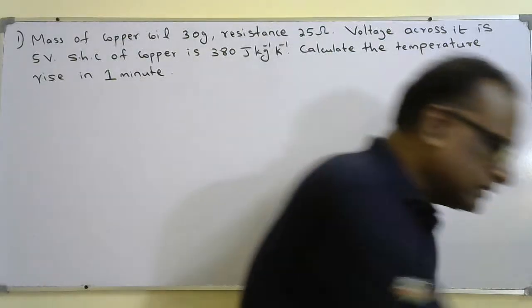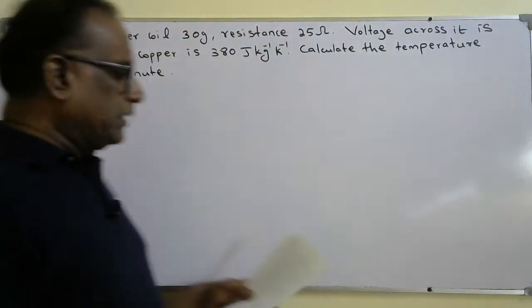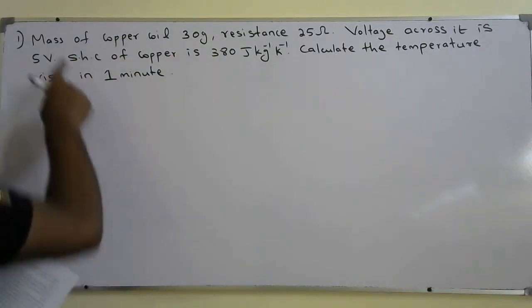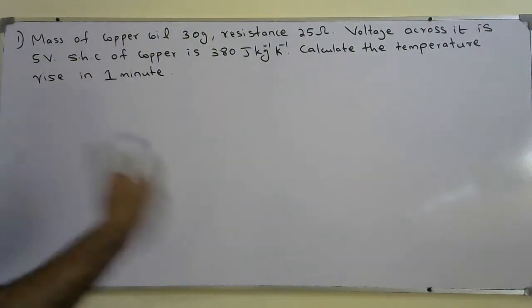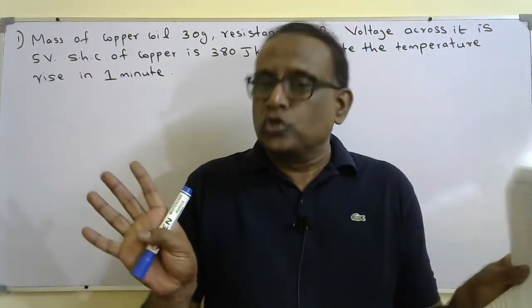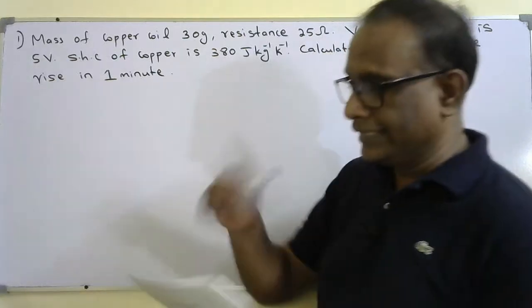Okay, so I wrote the question shortly. Thermally insulated copper coil. So it's an insulated copper coil. The mass of the coil is given, 30 grams. It's a thermally insulated heating copper coil, meaning it won't lose heat to the surroundings. I didn't write that, but I'm reading it.